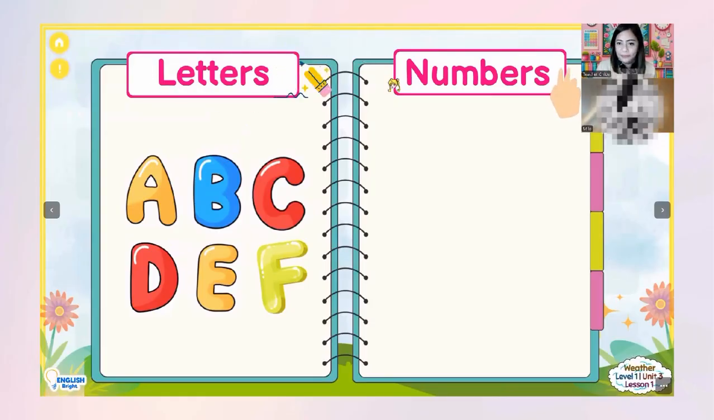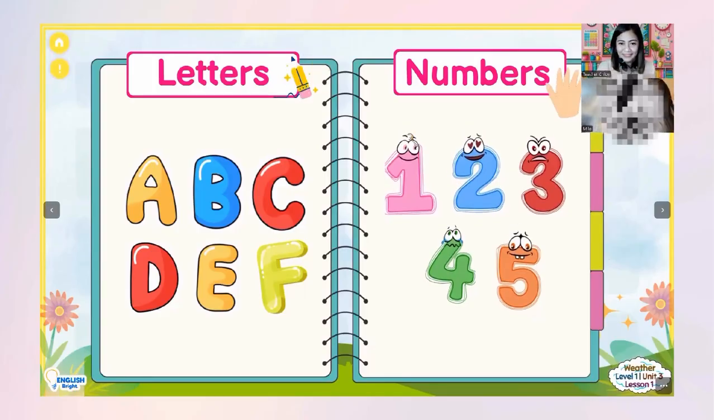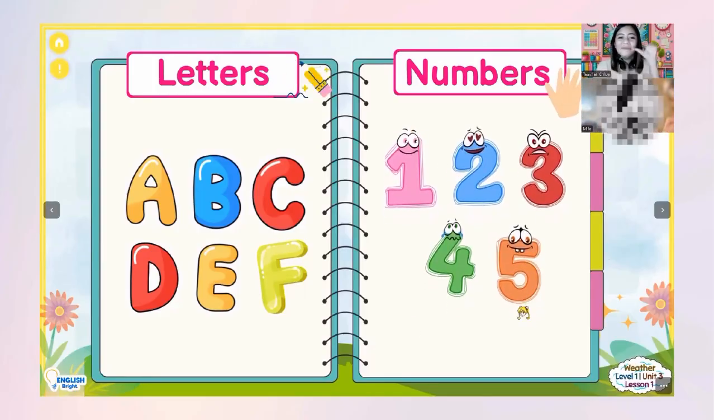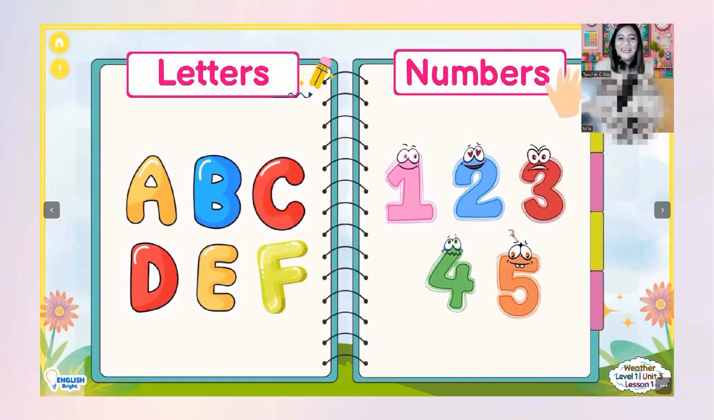Letters. That's right. How about the numbers? Can you say numbers? Numbers. Okay, what are the numbers here? Number 1, number 2, number 3, number 4, number 5, number 6, number 7. Okay, we only got number 5.